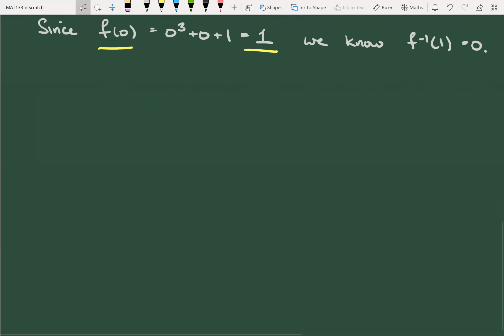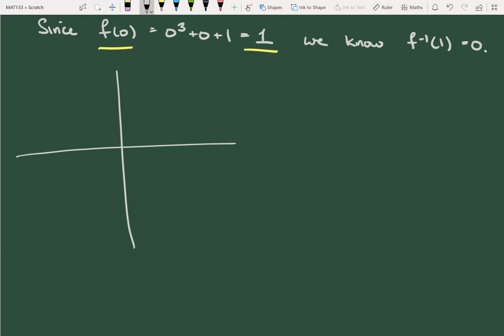Let me resketch for you roughly what we had. I'm not going to fill in the lines of everything, but let me roughly give you what we had. So it looks something like this, right? y equals f of x, whatever it is.